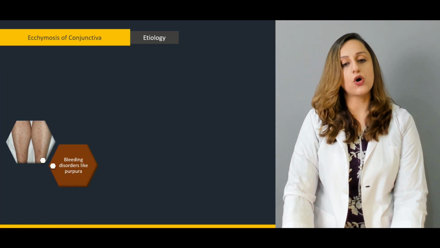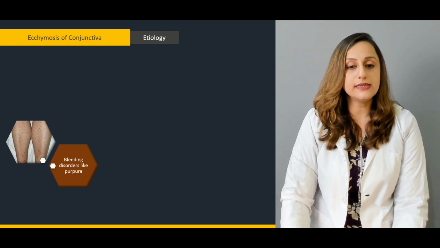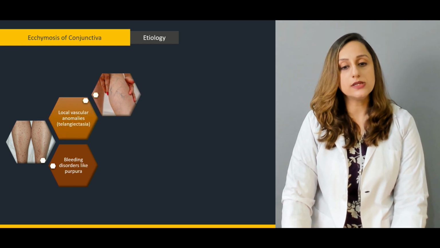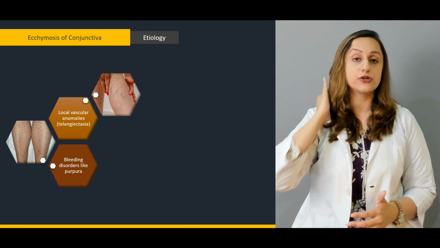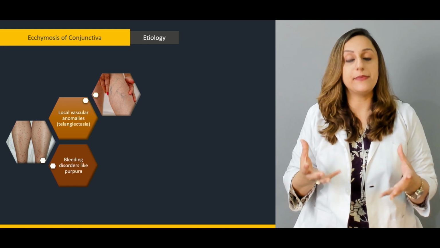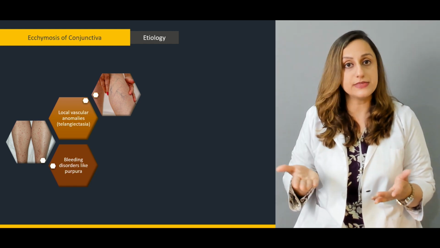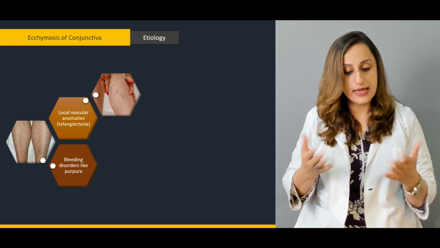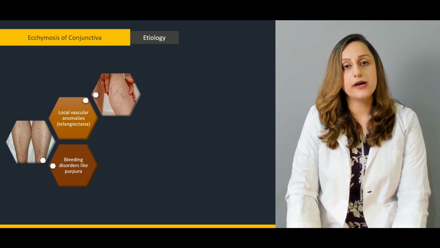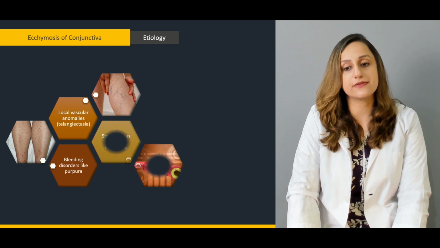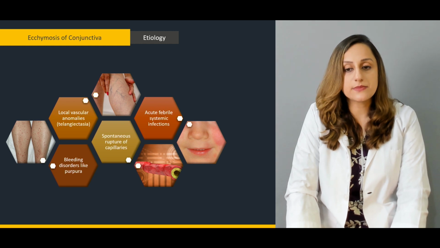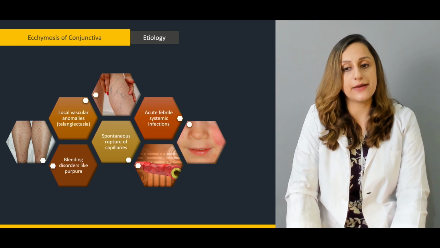Then we have bleeding disorders like purpura. So it can be these sorts of bleeding disorders, and as well as we can have local vascular anomalies, and these local vascular anomalies would basically include the anomalies which are present from birth, for example aneurysms. It can be telangiectasias, it can be angiomatous tumors that can sometimes result in this kind of hemorrhagic reaction at the subconjunctival level. Spontaneous rupture of the capillaries sometimes occurs, or it can sometimes be related to acute febrile systemic infections.